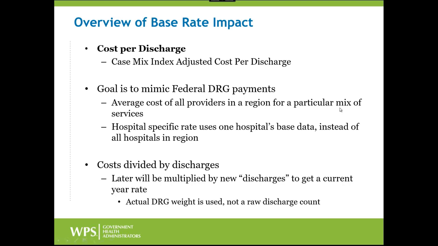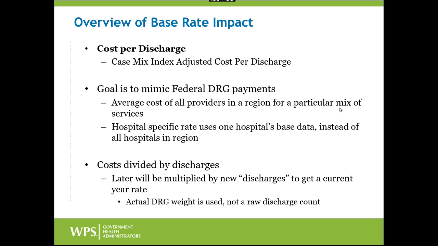The goal with the hospital specific rate is to mimic what's going on with the federal DRG payments. These are obviously calculated based on data that CMS gets. A lot of it does come from the cost report, but there are other factors that come into play. Essentially, it's the average cost of all providers in a certain region for a particular mix of services. Again, all the providers in your region would have factored into that federal DRG payment.